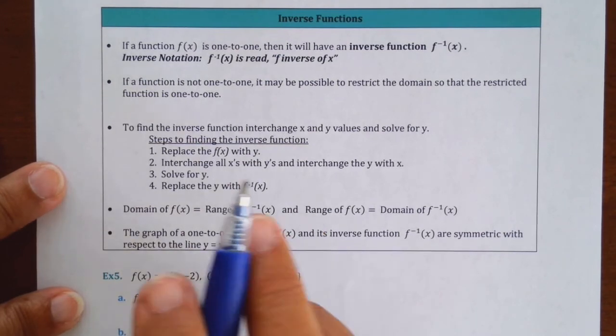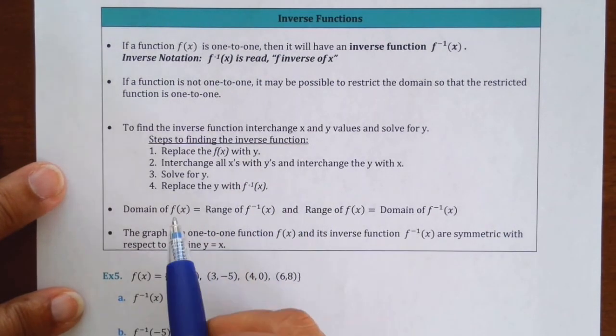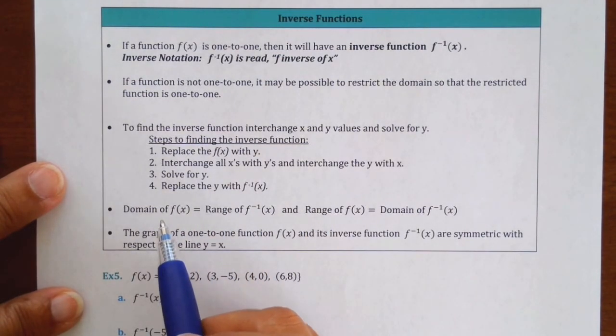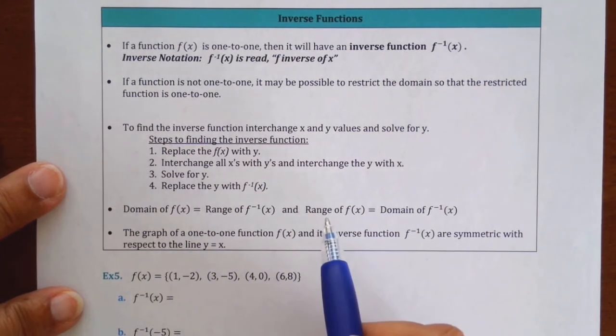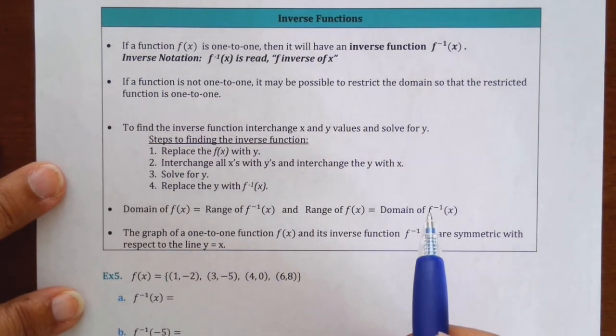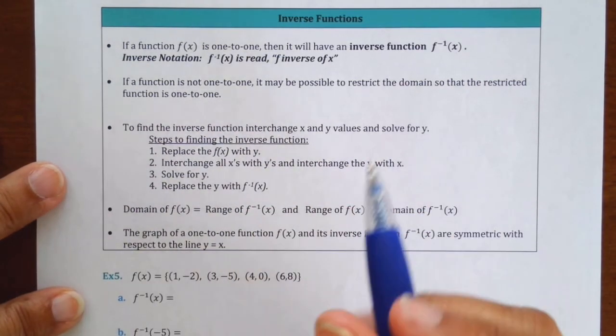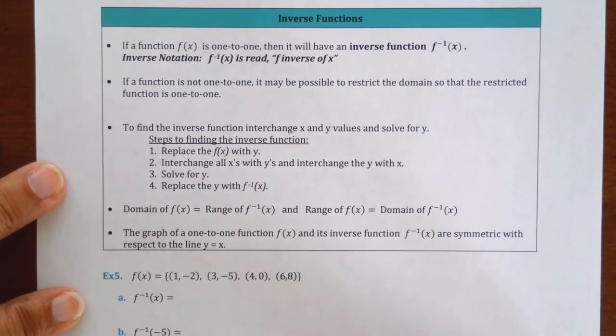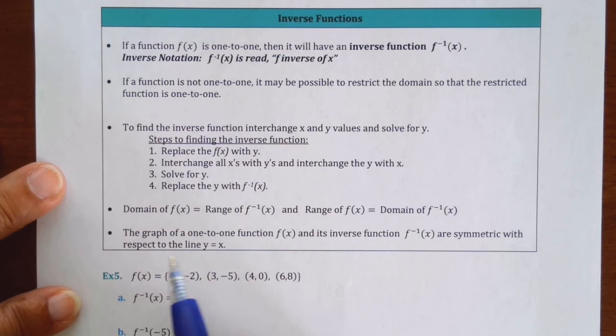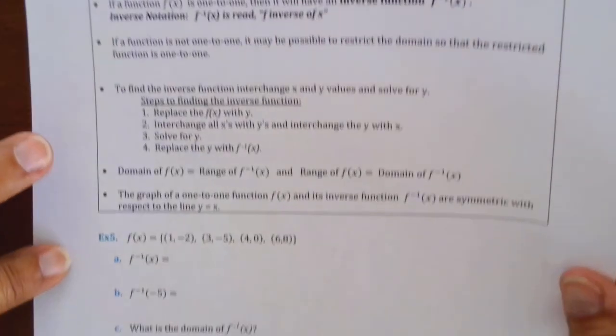Then remember, since you're just switching the x and the y's, the domain of the regular function will be the range of the inverse, and the range of the original function will be the domain. So they just switch, because all we're doing with inverses is switching x and y around. That's it, okay? The last thing to note is that the graph of any one-to-one function and its inverse are symmetric to the line y equals x. So I'll show you that on the next page with one of our examples, okay, where that is.